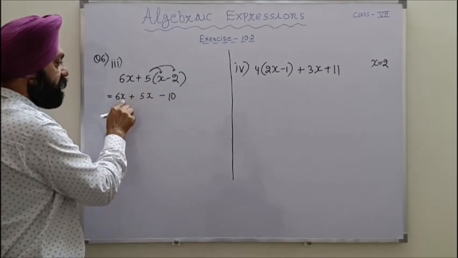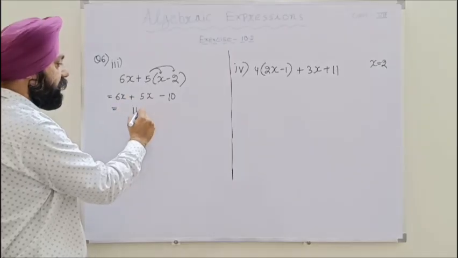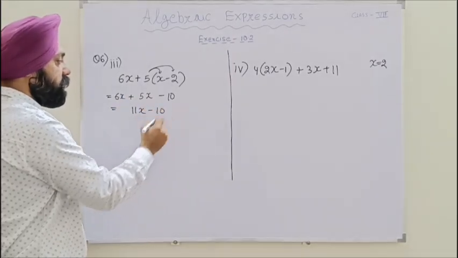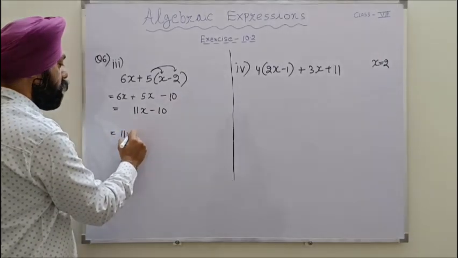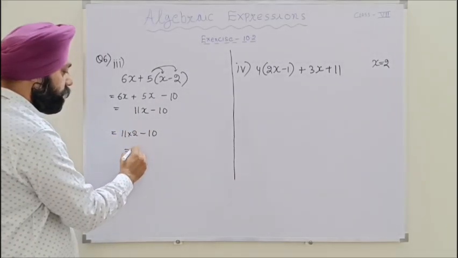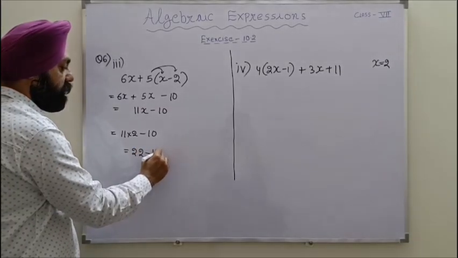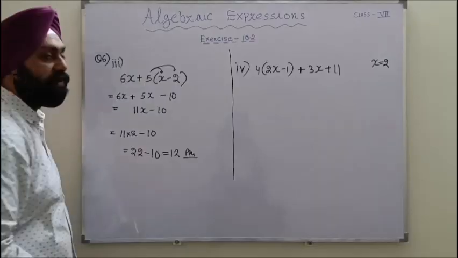Now again we have 6x and 5x as like terms. So 6 and 5 will give 11, x as it is, minus 10. Now we will put the value of x as 2. So it will be 11 into 2 minus 10. 11 into 2 will give 22 minus 10. So 12 will be the answer for this expression.